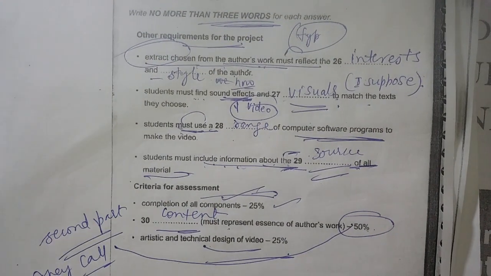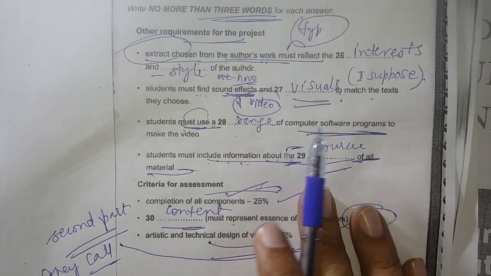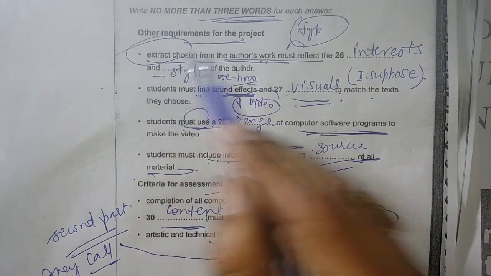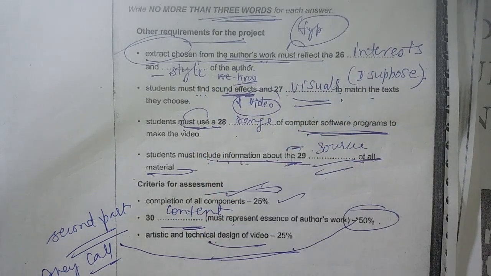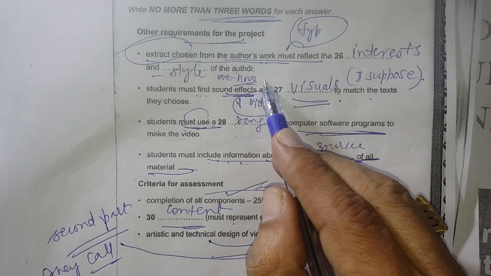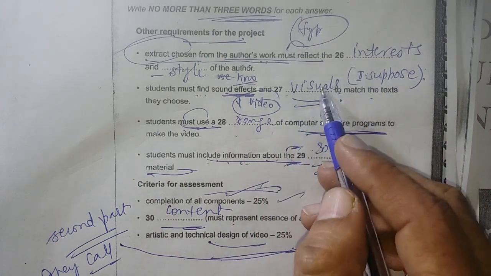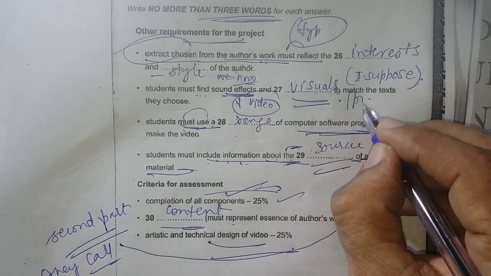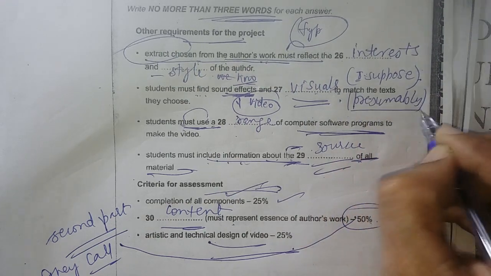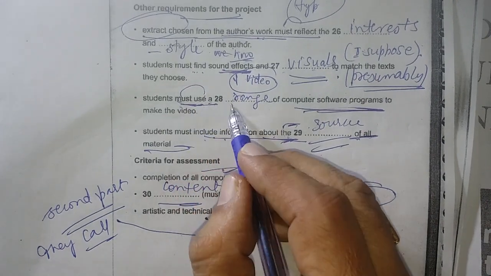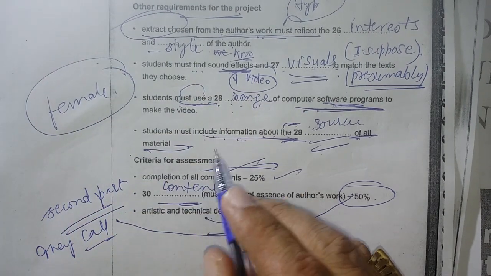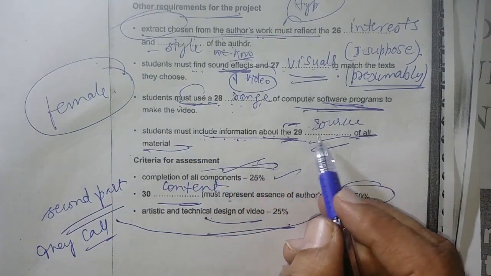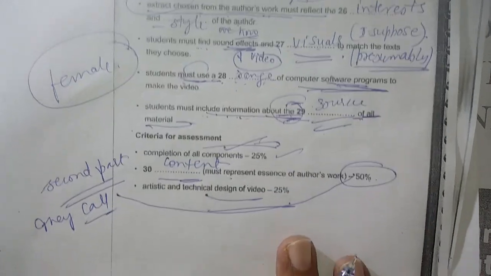After 25th, 26 to 30. This page. Three words, no number here. So these use extract word, then this type of word, right, interest and style. And then comes your sound effects, how the word was used, connector, eyes, pose, right, then, right. One word also was used, that is "presumably", right, this word was used here. Then this is a clear answer, range of, we have to use, female, I think, I remember this, right. Student must include information about the source. It's also a clear answer, but I got it from the source. That's how my answer is right.